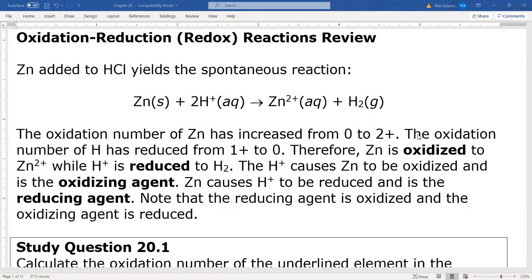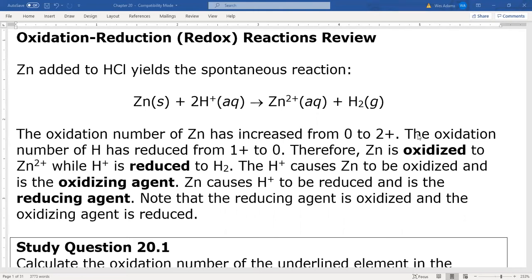Okay, we're going to talk a little bit about balancing redox reactions, but before we get to that, we're going to do a brief review of oxidation reduction reactions. If you need a more detailed review, go back and watch my video on oxidation and reduction back when we were talking about chemical reactions in the first semester course.